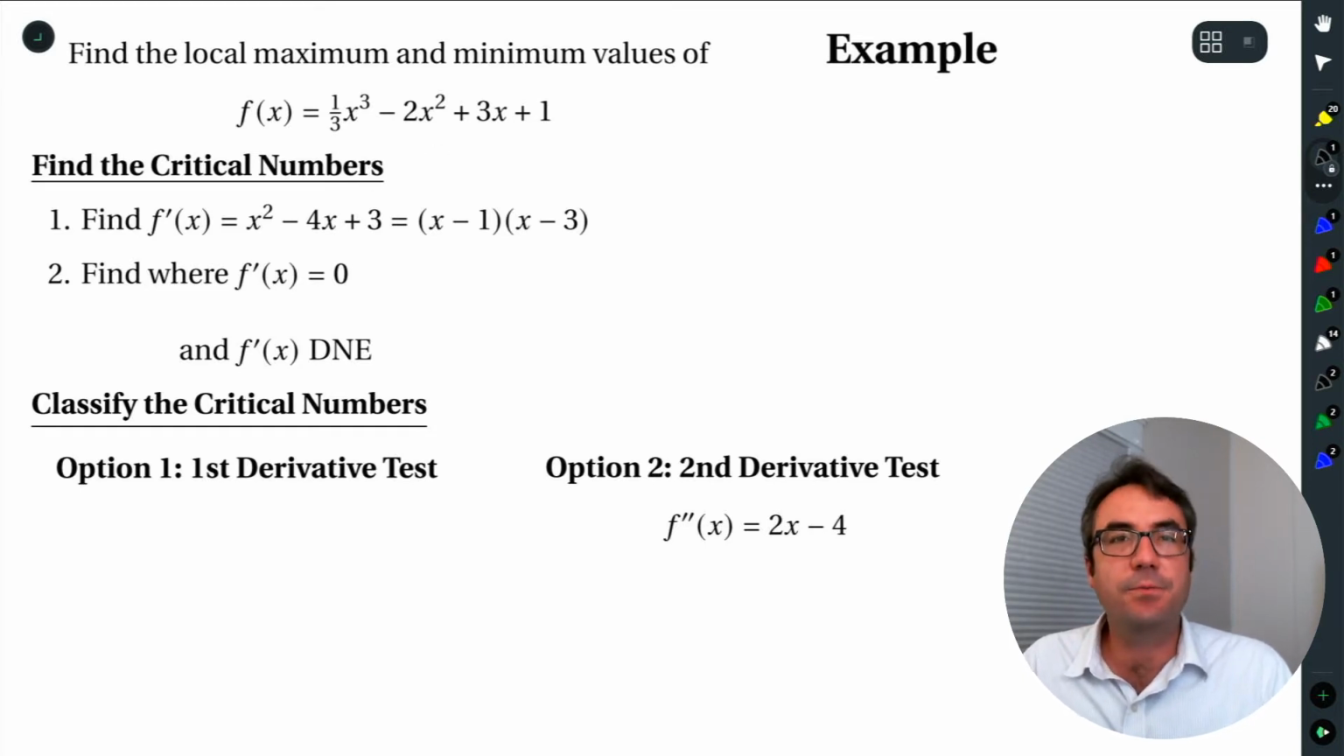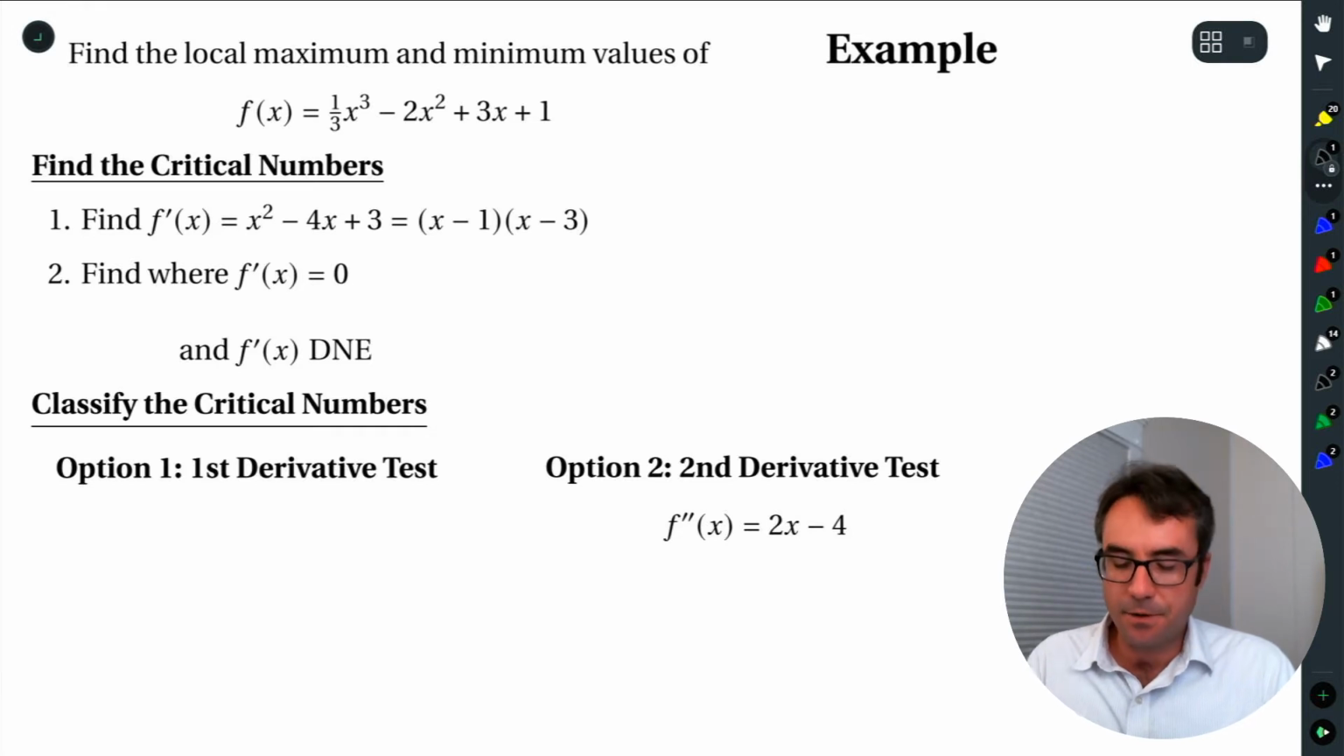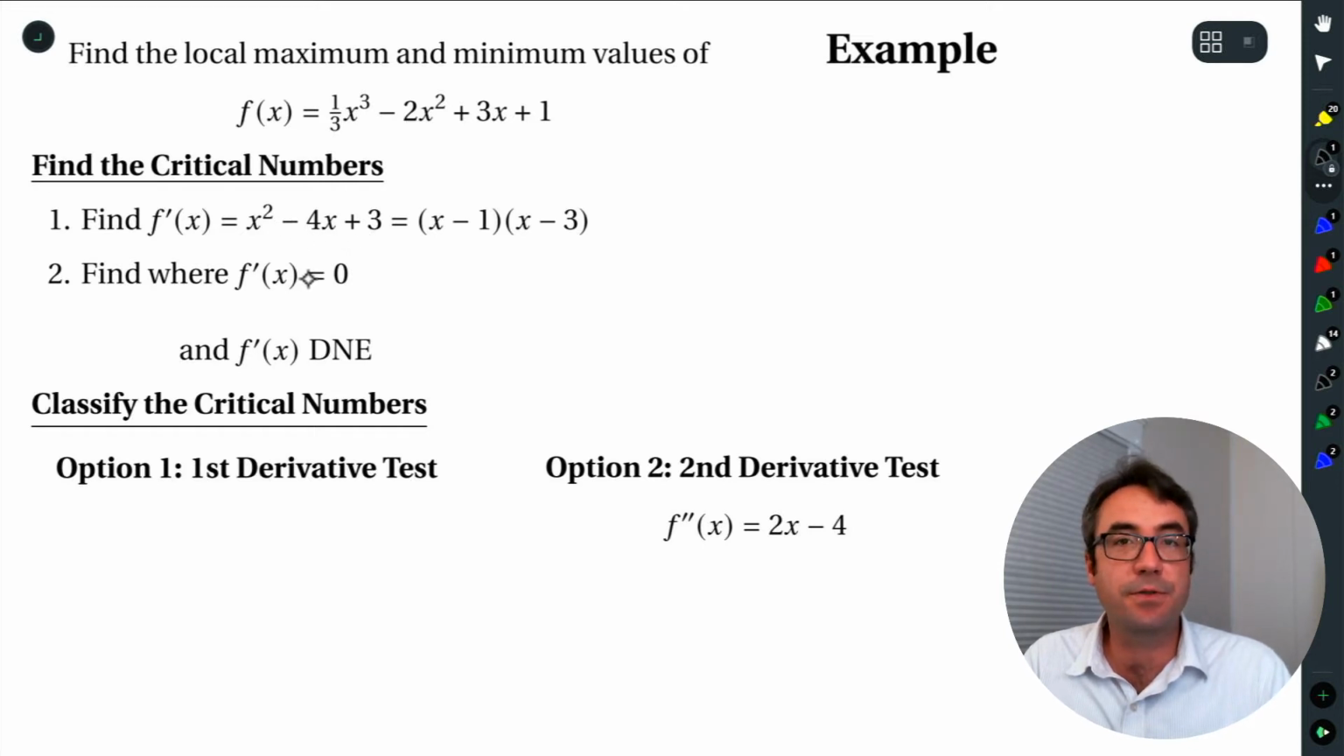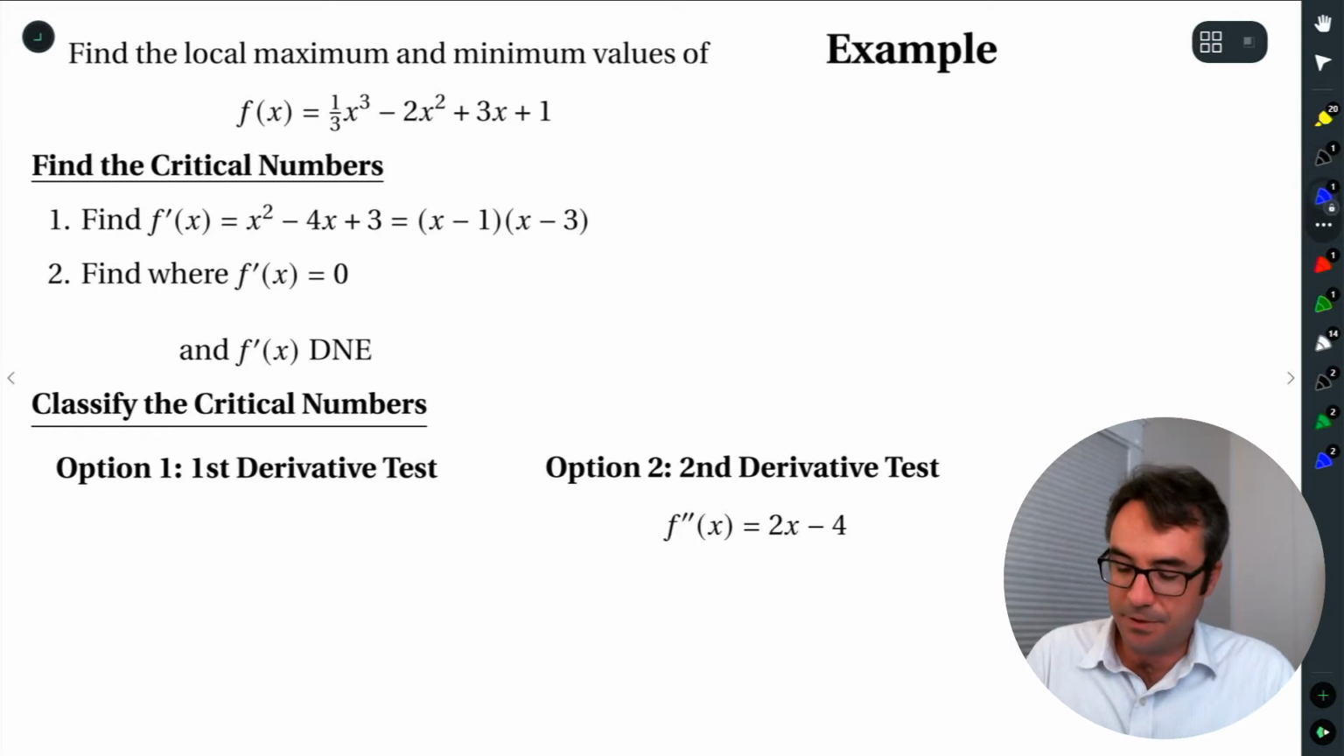All right, so how do we find where the local maxes and mins occur? First step, we want to find the critical numbers. So that means calculate the derivative. The derivative of this function is x squared minus 4x plus 3. And then we want to find the critical numbers, so that's where either the derivative is 0 or where the derivative is undefined. So we want to try to simplify this derivative, and a lot of times the way we do that is with factoring.